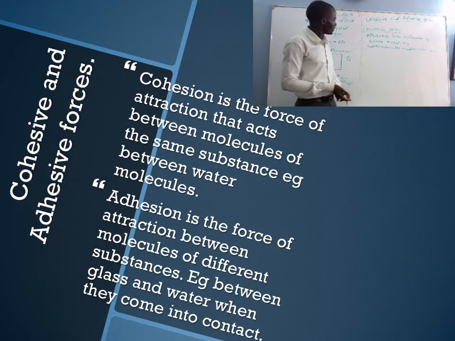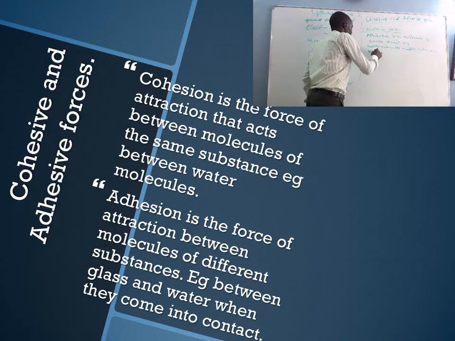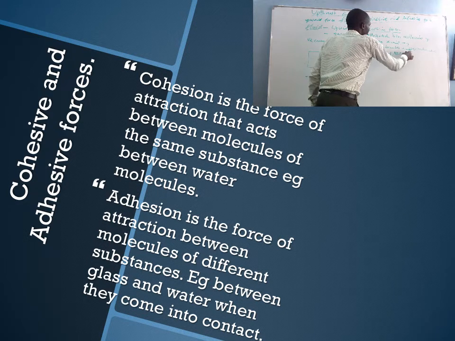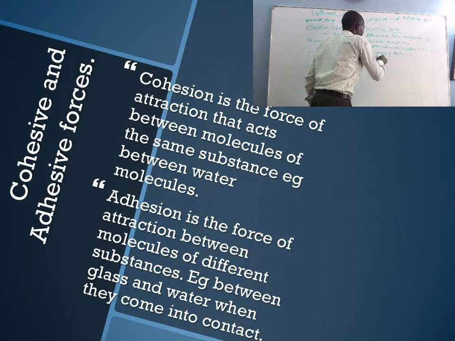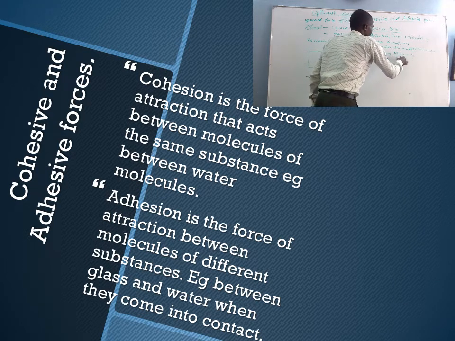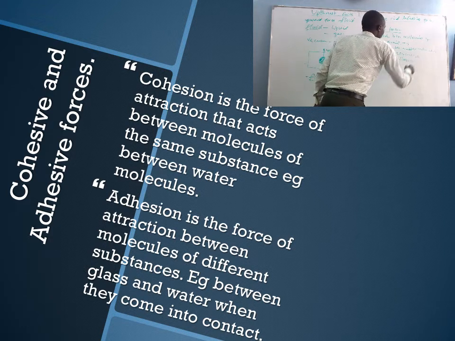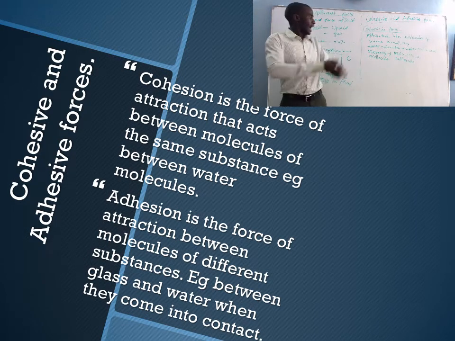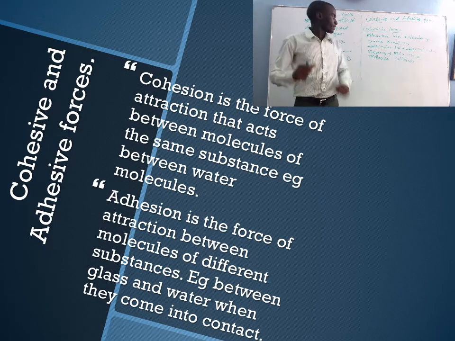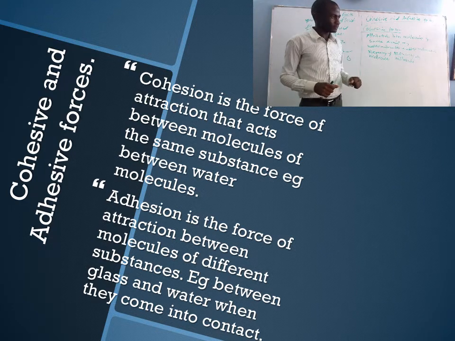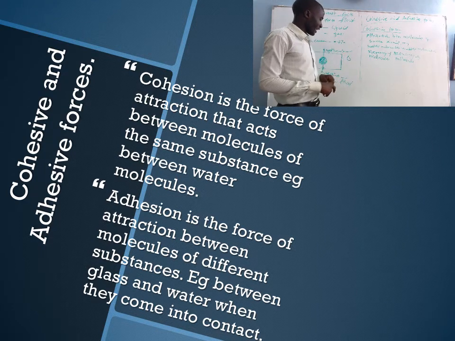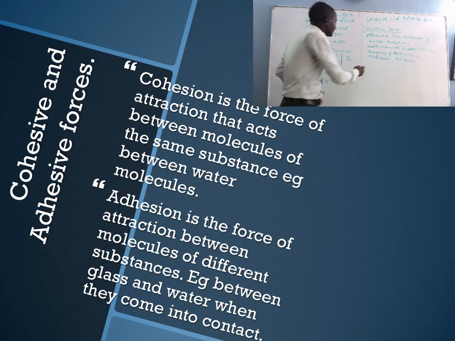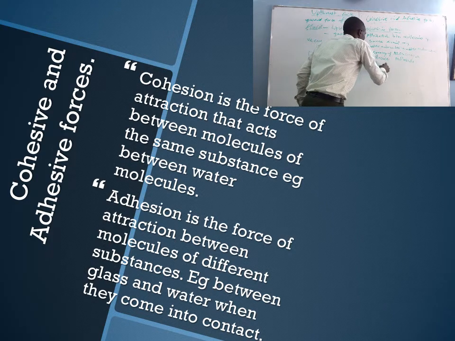If we have mercury molecules attracting other mercury molecules, in that case we also have cohesive force, because mercury molecules and other mercury molecules are molecules of the same kind. But if they are of different kind, then that is another type of force altogether, and that leads us to adhesive force.